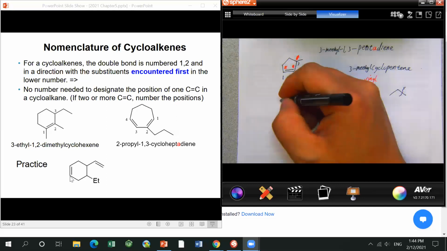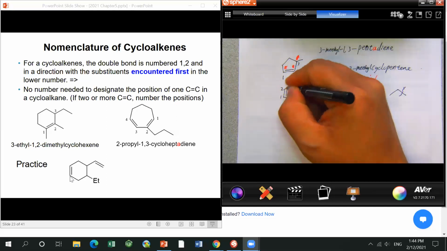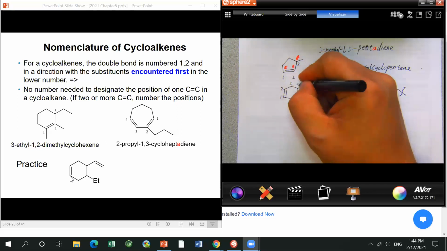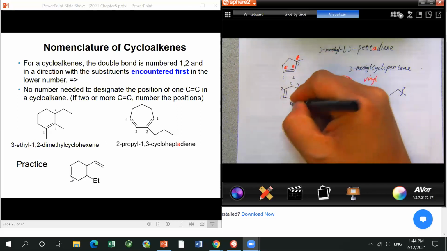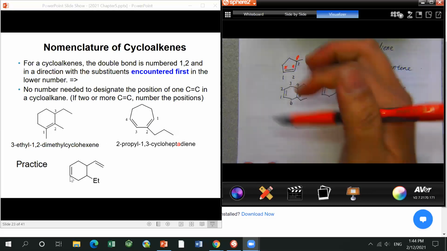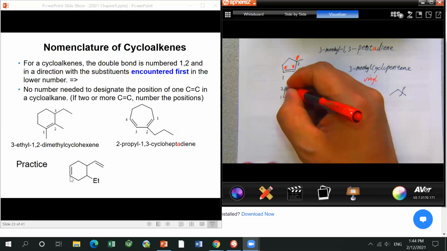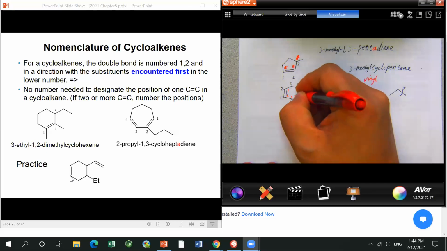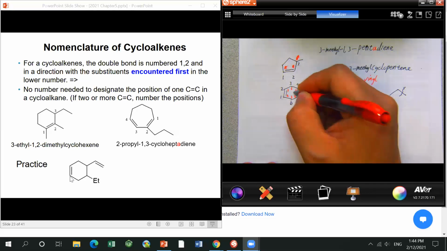One way is 1, 2, okay. So do the clockwise, okay. 3, 4, 5, 6, okay. All right, another way is to do it counterclockwise, okay. So this carbon becomes carbon number 1, okay, and put 1, 2, 3, 4, 5, 6, okay.